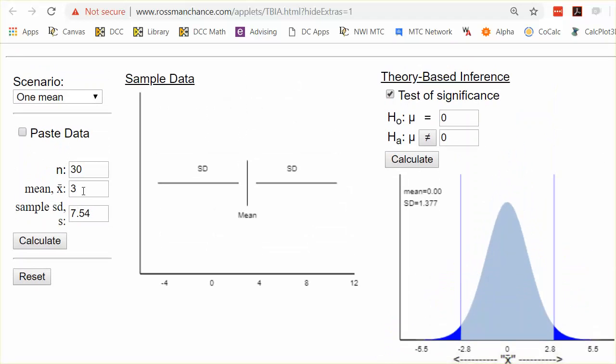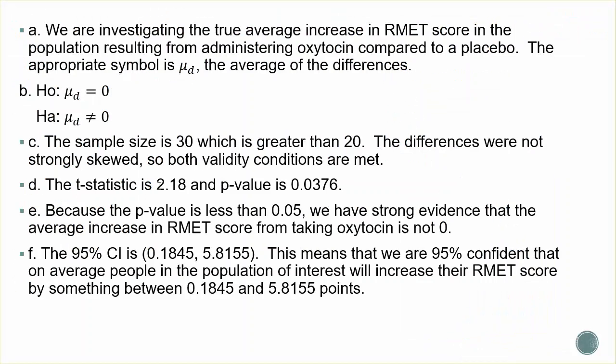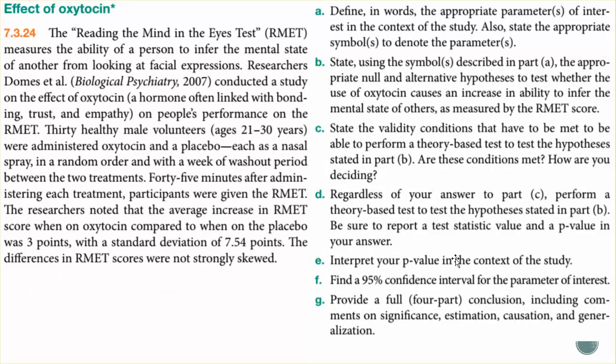Of course the sample mean wasn't 0, but the question is, is this far enough away from 0 to give us evidence that it's not plausible that this could be 0? And that's what we've seen here. The t-statistic is 2.18, the p-value is 0.0376. Because that's less than 0.05, we have strong evidence that the average increase in RMET score from taking oxytocin is not 0. Okay, so it's not 0. What is it? That's going to be the next question.